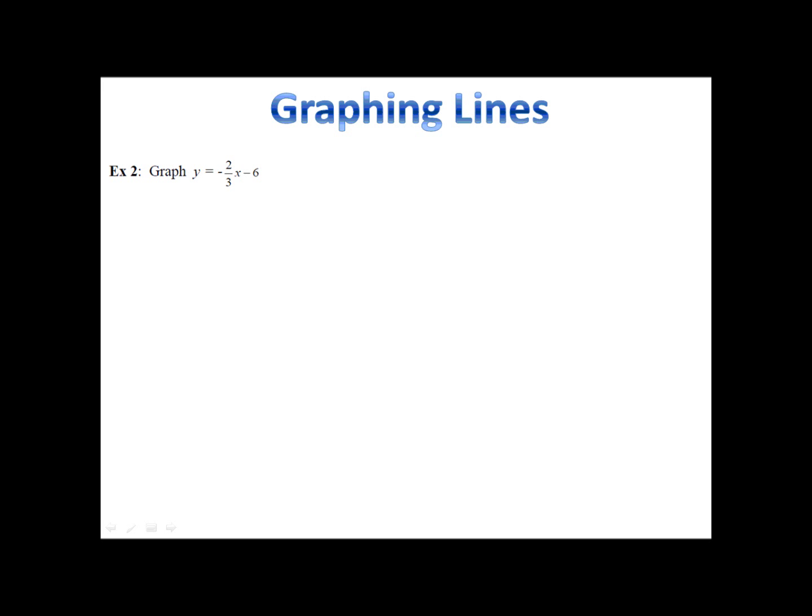In our second example, we're asked to graph the line y equals negative 2/3 x minus 6. The slope is the number in front of the x, and the y-intercept is the number at the end, negative 6. Please pause the video here and construct the graph using this information.